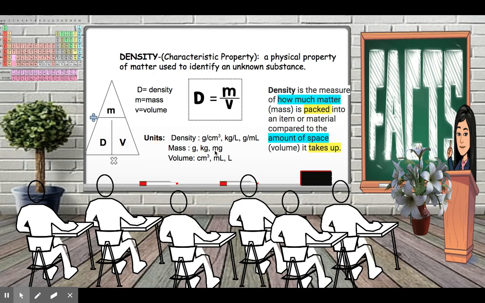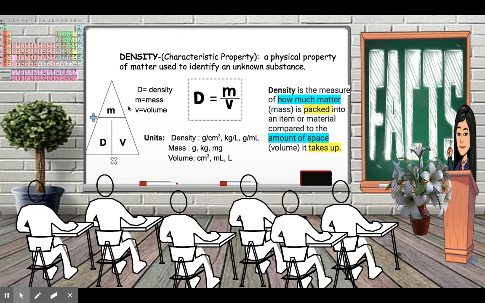Since mass is expressed in grams, kilograms, and milligrams, and volume is expressed in cubic centimeter, milliliter, or liter, the unit for density is gram per cubic centimeter, kilogram per liter, or gram per ml.